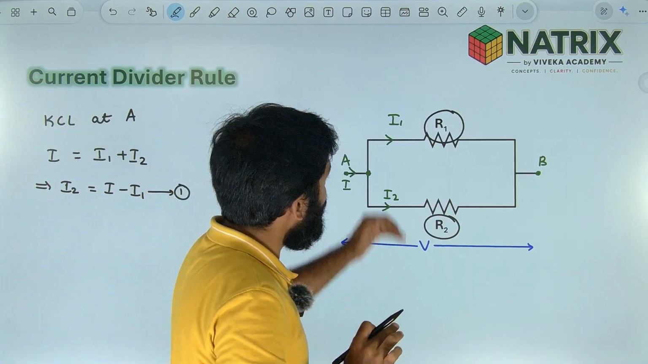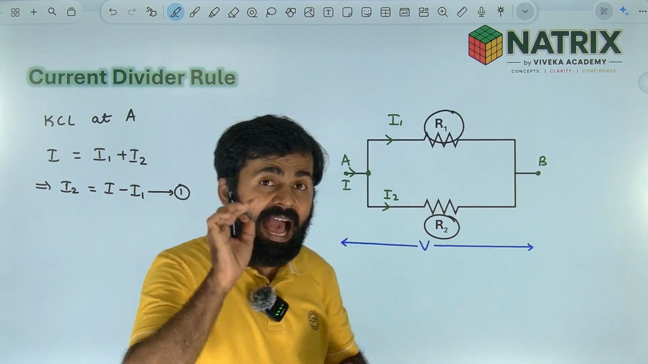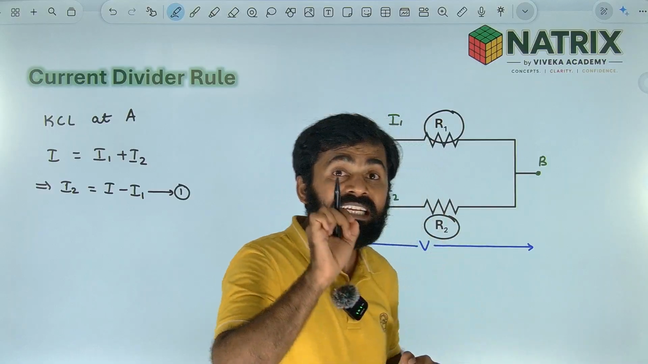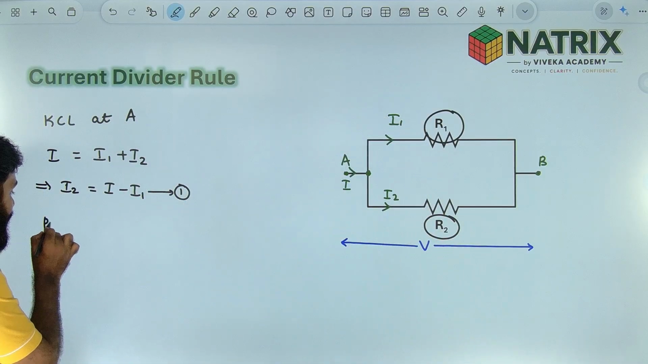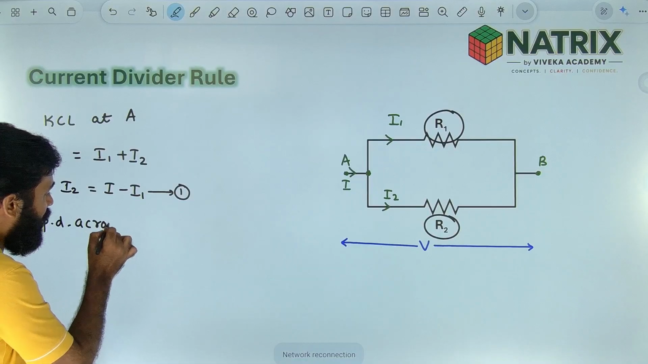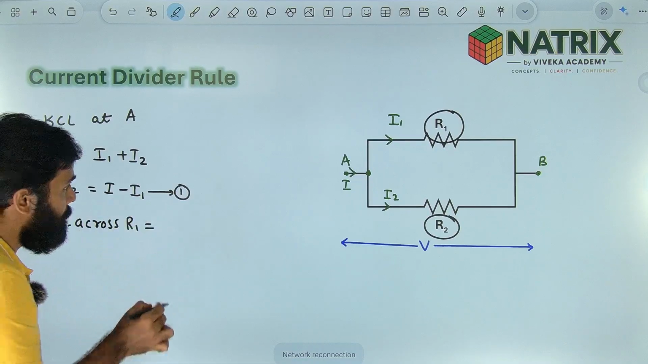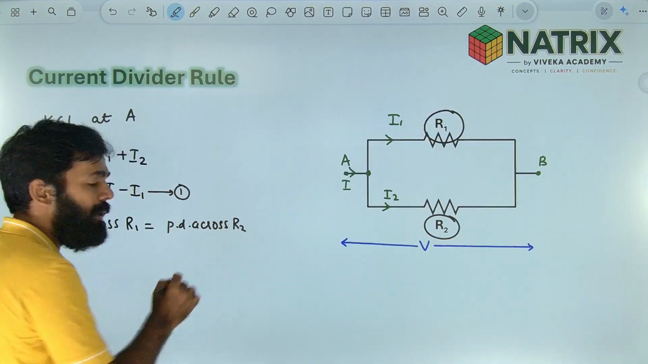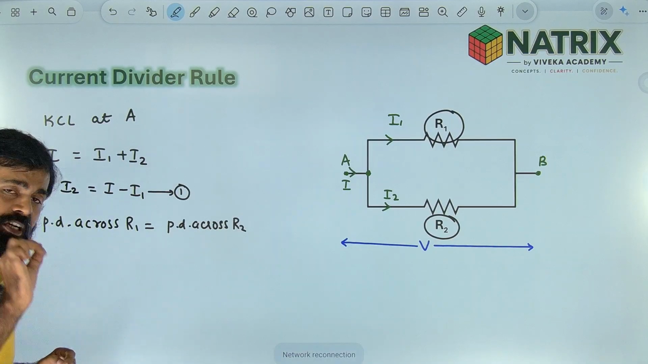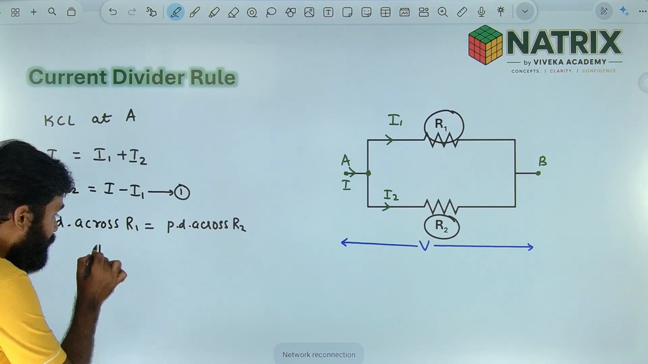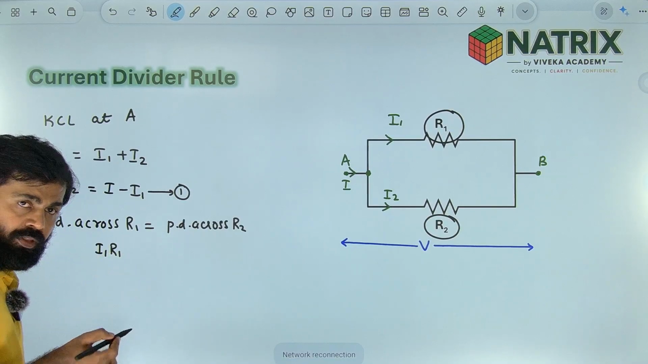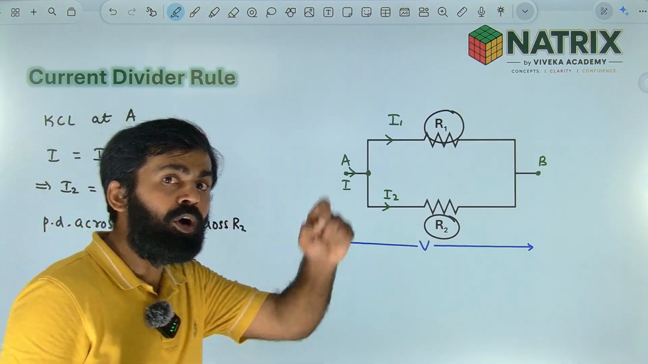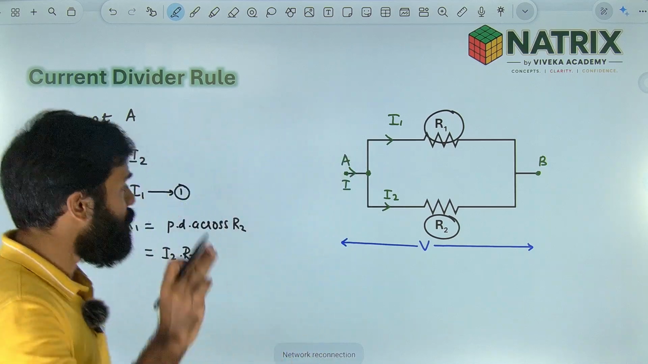Now, as the resistors are connected in parallel, the potential difference across both of them remains the same. So can I write PD across R1 is the same as PD across R2? How can I find the potential difference across R1? Using Ohm's law, I1 R1 should be the same as I2 R2. Why is the potential difference the same? Because both of them are connected in parallel.